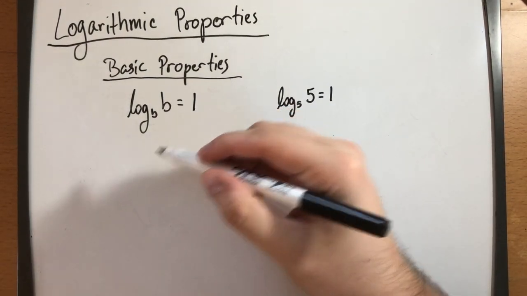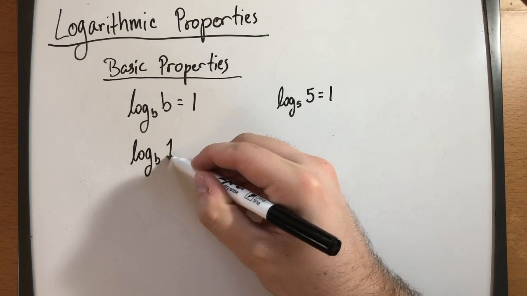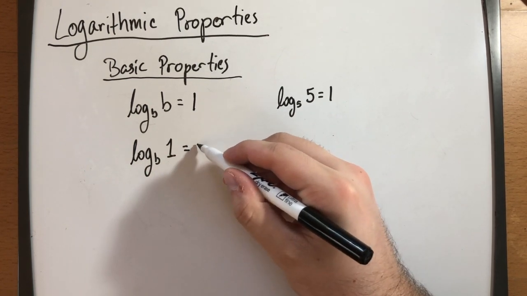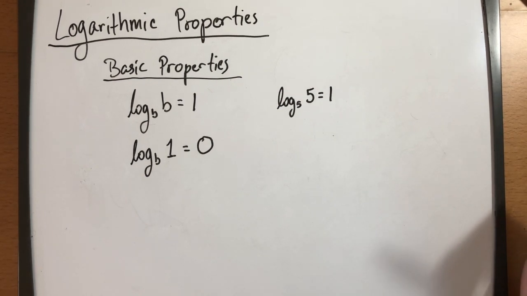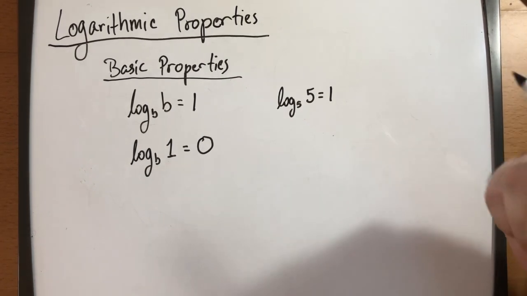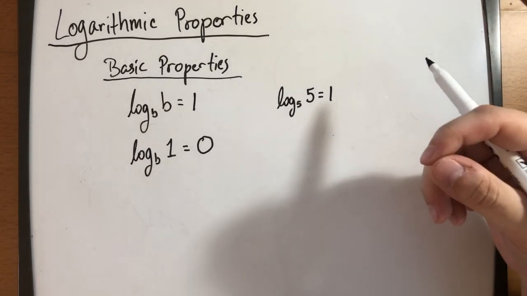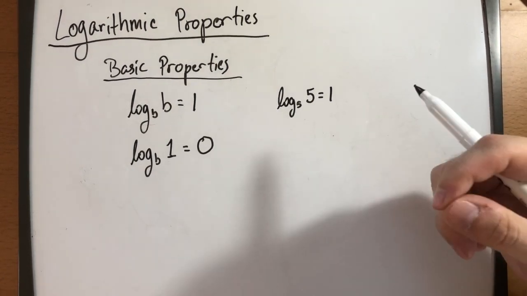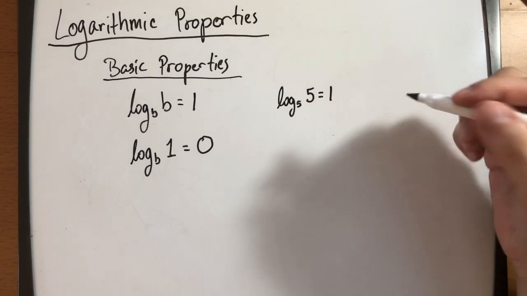The second property is log base b of 1. This will always be equal to 0. This is because any number raised to 0 will always be 1. Always. Does not matter what the base is. If it is raised to 0, it will always be equal to 1.